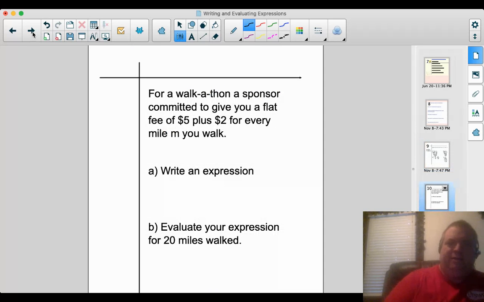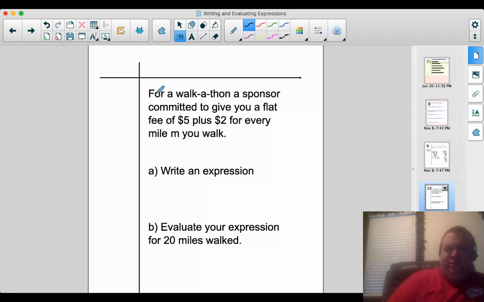All right, so we're going to combine that idea with the idea of writing expressions that we did before. So in each of these next couple of cases, we're going to write an expression that comes from a real life situation, and then we're going to evaluate it. And the key here is to remember what our variable stands for. Okay, so if you remember what the variable stands for, and then you're given a value for that variable, then you should know where to substitute it in.